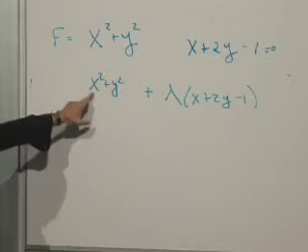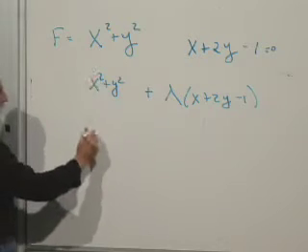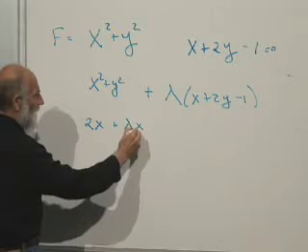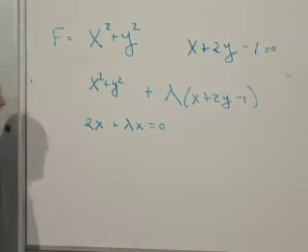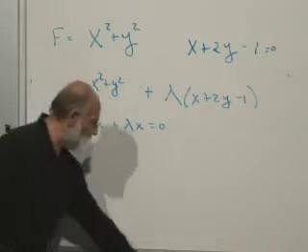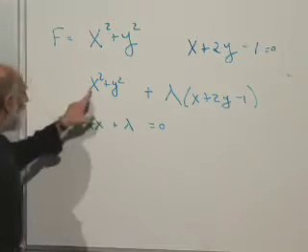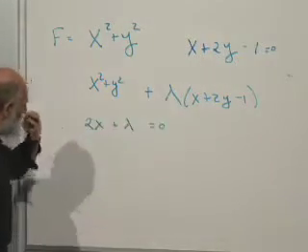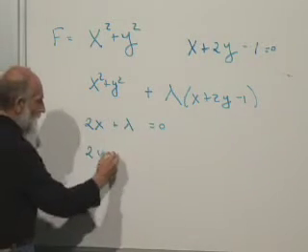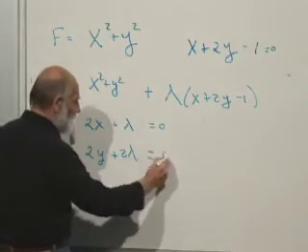How do we minimize it? We differentiate it with respect to x and set the result equal to 0. What's the derivative of this? That's 2x plus lambda equals 0. 2x plus lambda equals 0. And then, same thing with y, 2y, and in this case, it's plus 2 lambda, extra 2 here, equals 0.